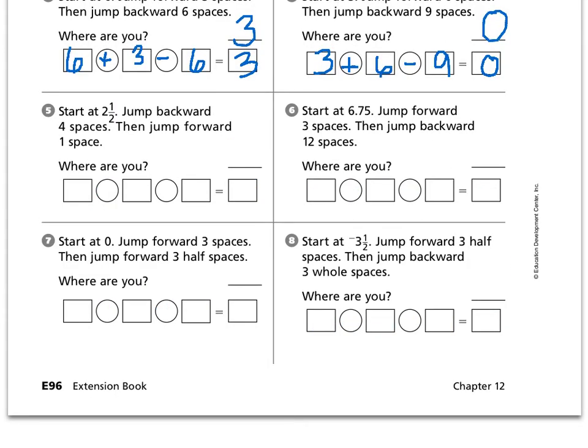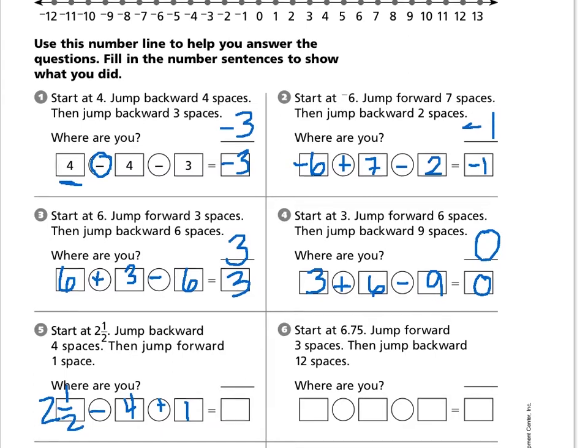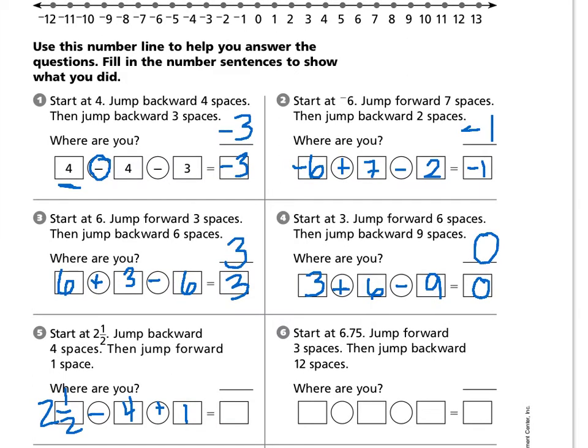For number 5, I'm going to start at 2.5, and I jump backwards, so I subtract 4. Then I jump forward 1 space. Using the number line for this one might help you since it's dealing with a half. For the first part, I'm going to start at 2.5 and jump backwards 4 spaces. So I know that would be 1, 2, 3, 4. So it'd be at negative 1.5. And then I'm going to add 1, which would bring me back to a half, but a negative half.